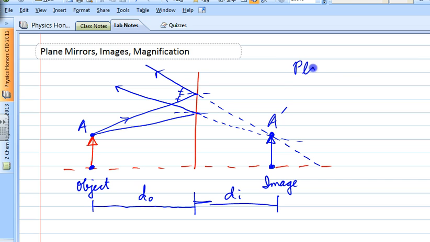First of all, plane mirrors always make what are called virtual images. So no light rays are actually coming from point A prime. They just look like they are. The actual light rays themselves are striking the mirror and reflecting. But our brain doesn't know the difference. Our brain sees these two rays and thinks that they came from back here at point A prime. So that's one property of a plane mirror.